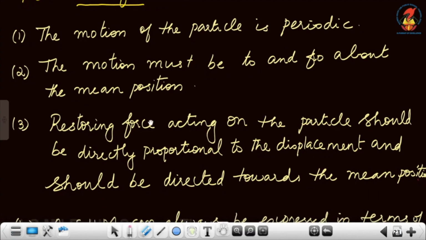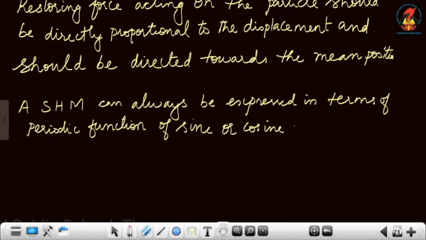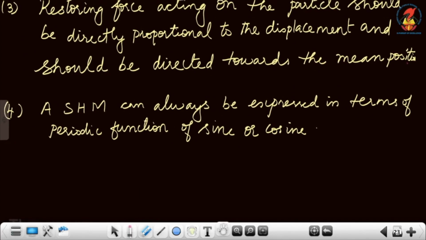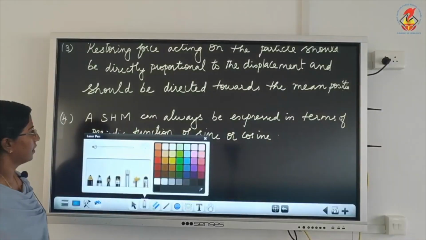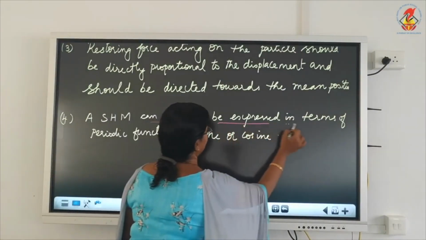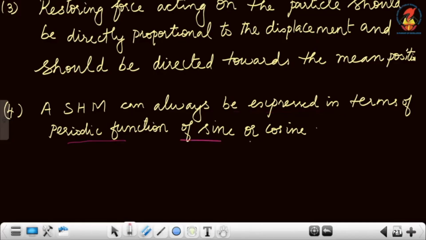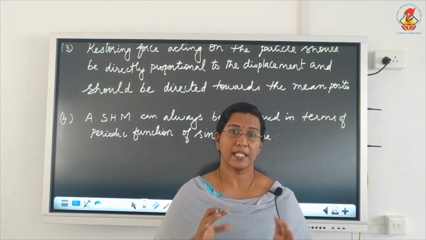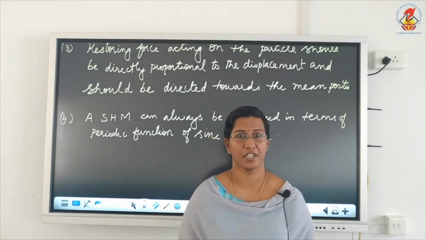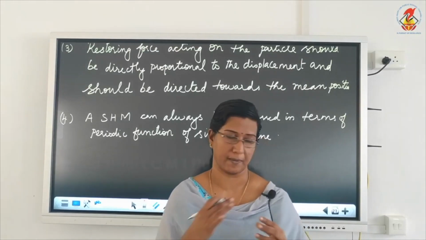Now, what is the next feature of SHM? A simple harmonic motion can always be expressed in terms of a periodic function of sine or cosine, which means we can express the displacement, velocity, etc. of simple harmonic motion in terms of sine or cosine. These are the four important features of simple harmonic motion.